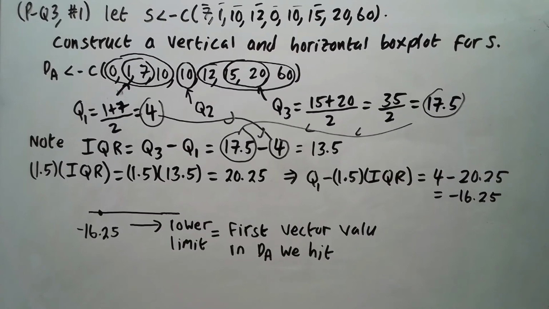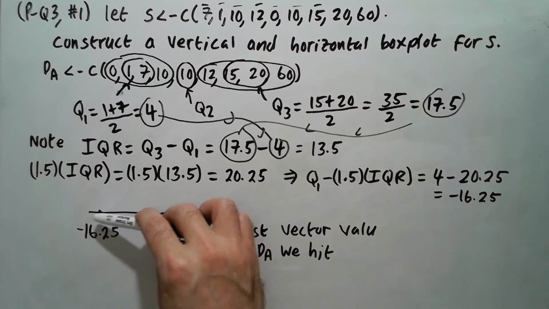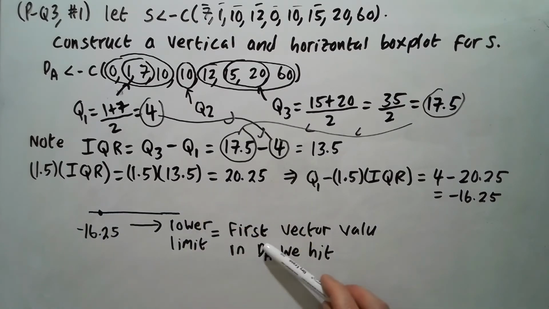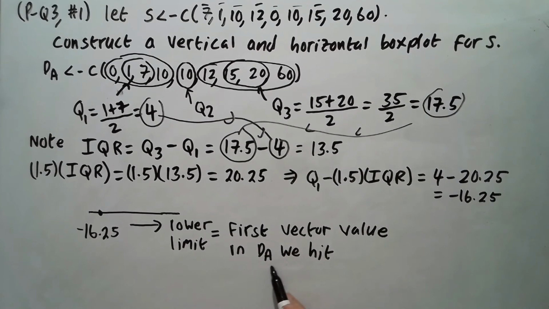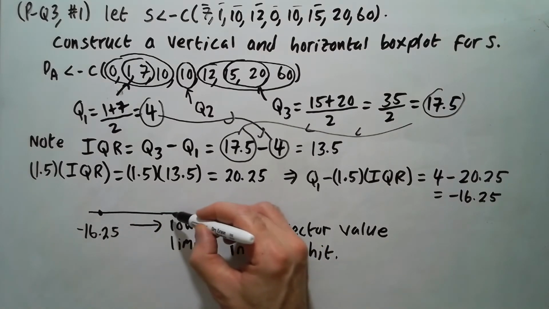Okay, so to find the lower limit, we're going to start at our Q1 minus 1.5 IQR, so our negative 16.25 on the number line, and then we're going to be moving up from there. So the lower limit is going to be the first vector value in our data we hit, moving up from negative 16.25.